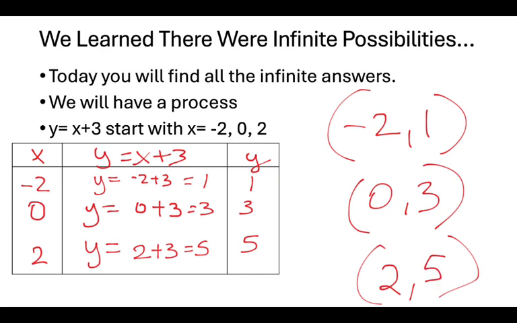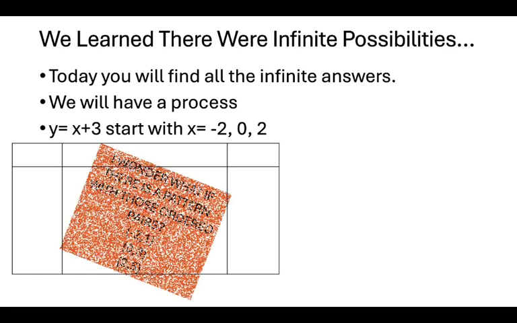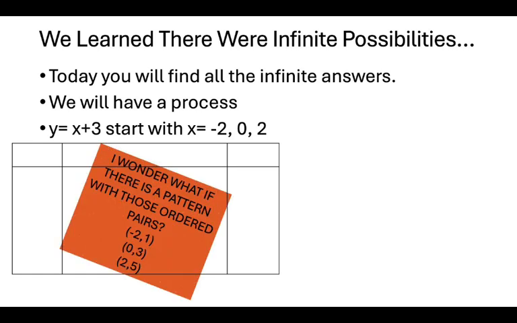All right. This is where infinity comes in. Are you ready? So you have the ordered pairs on your board: -2, 1; 0, 3; 2, 5. I wonder if there's a pattern with the ordered pairs. Any number you put in is going to have an outcome. One more time, any number you put in is going to have an outcome, and there's an infinite number of them. So what if there's a pattern?